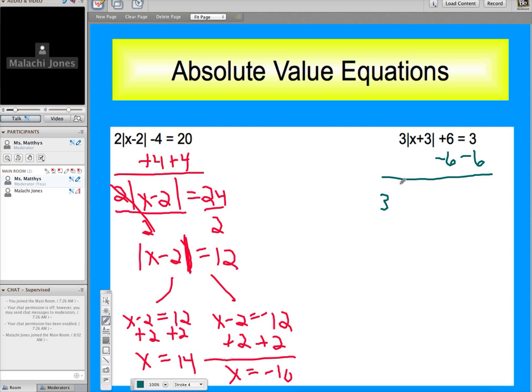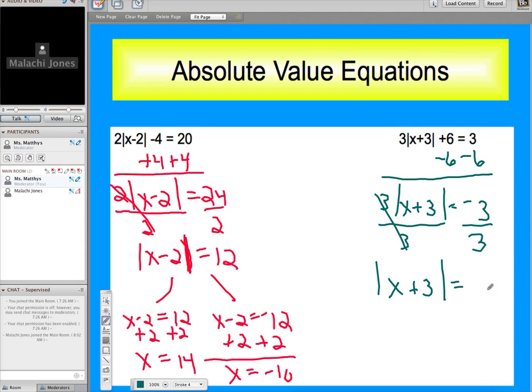So now we have 3x plus 3 equals 3 minus 6. What is that? -3. Yep. All right, now what do you want to do to both sides? Divide by 3. Okay, now I've got my absolute value of x plus 3. And what does it equal? -1. Okay, we have a problem.